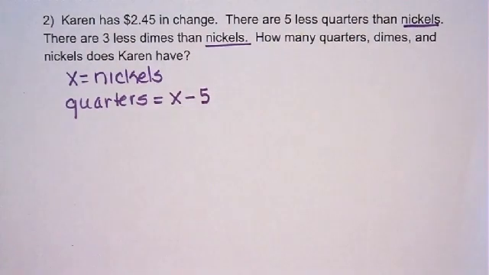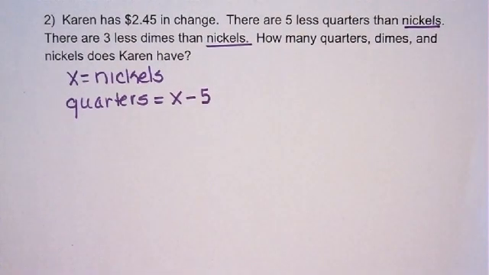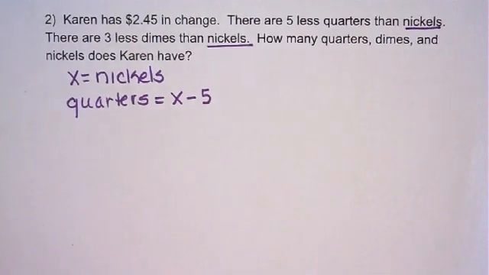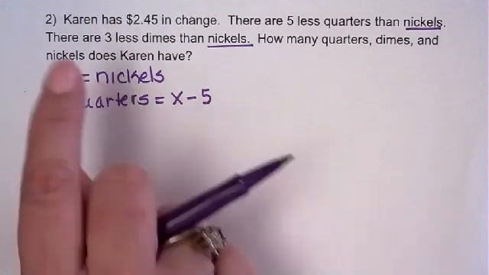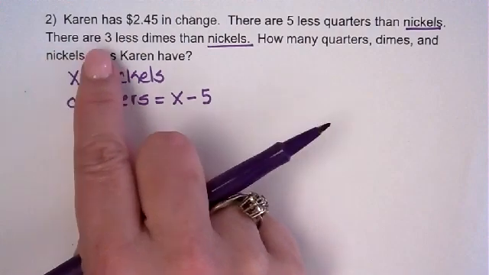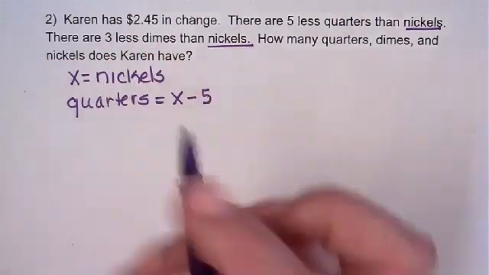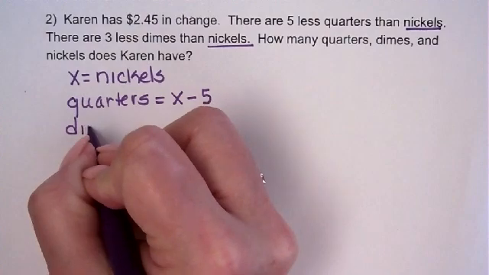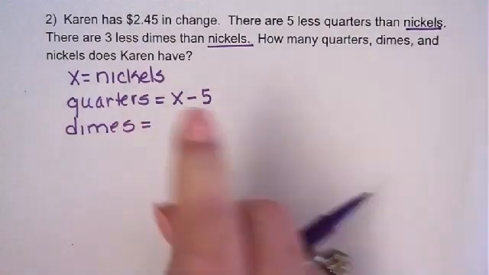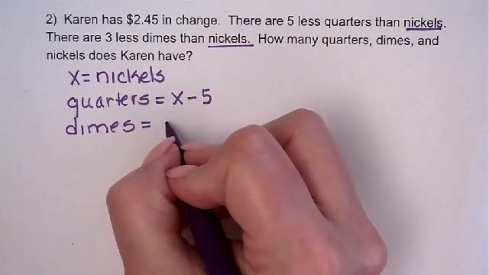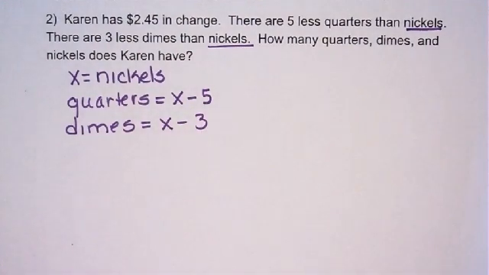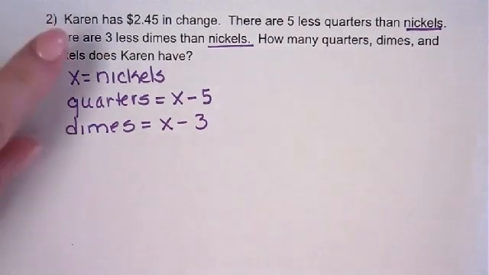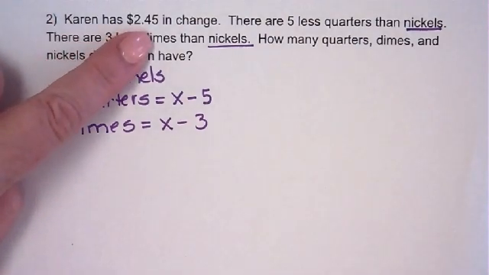Now remember, less than means to take away x, subtract 5. When it says 5 less, that means to take away 5 or subtract 5. So you have to write x minus 5. Now, look at this third sentence. There are 3 less dimes than nickels. So what's my quantity of dimes? Well, it's 3 less than, so that's going to be x minus 3. Now, this is going to add up to $2.45.